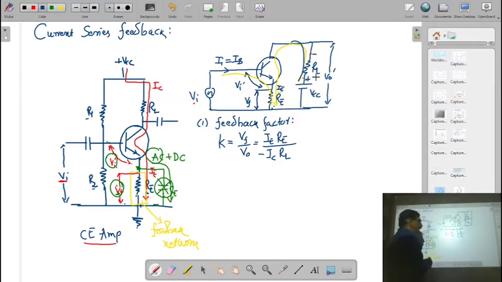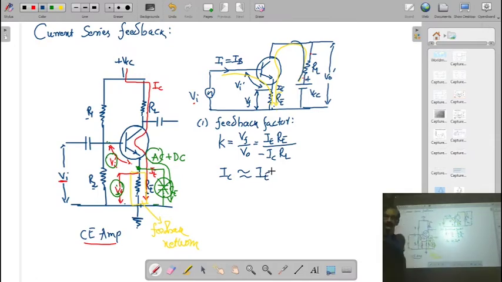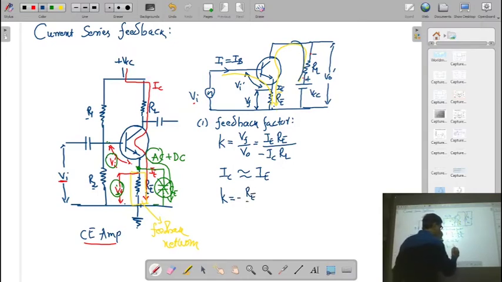Now already we know that in a transistor, the collector current and emitter current are almost the same, because the emitter current consists of the collector current plus the base current. Collector current is in the order of a milliampere. Base current is in the order of a microampere. So we can consider that the collector current is almost equal to the emitter current, and therefore my feedback factor comes out to be minus RE upon RL.